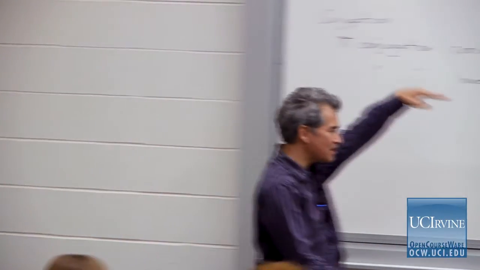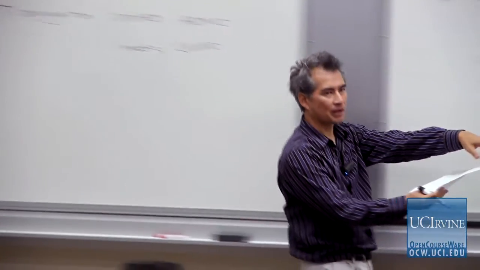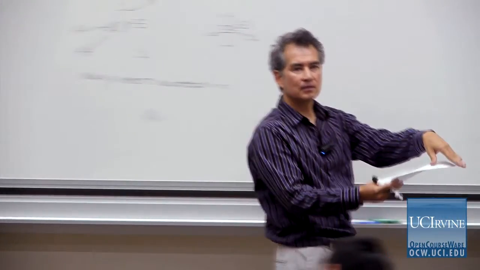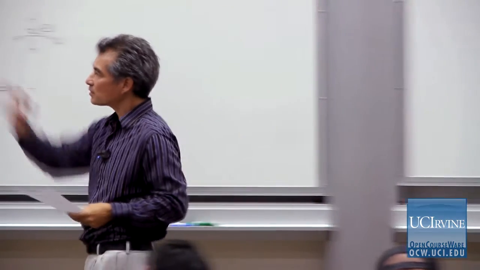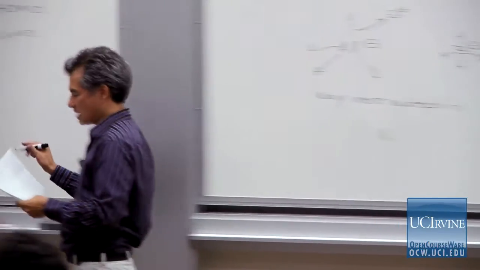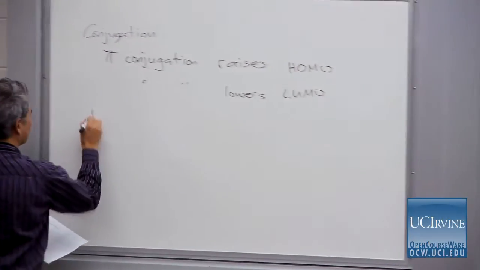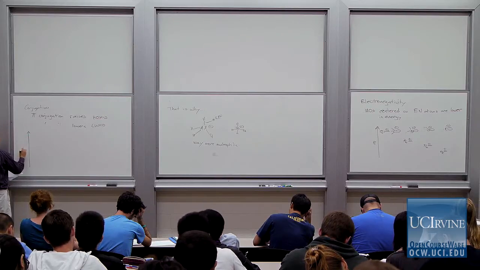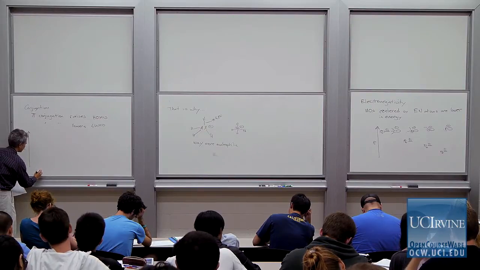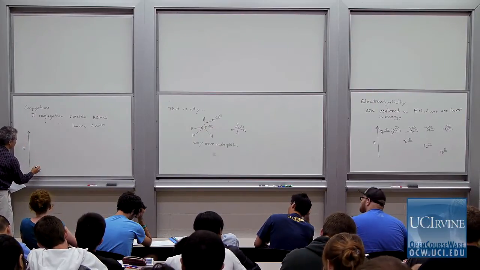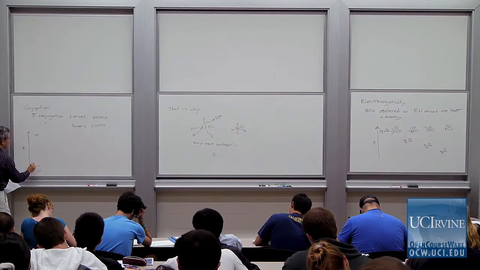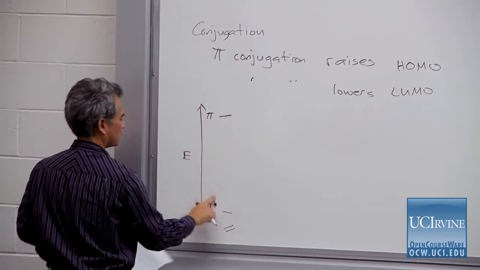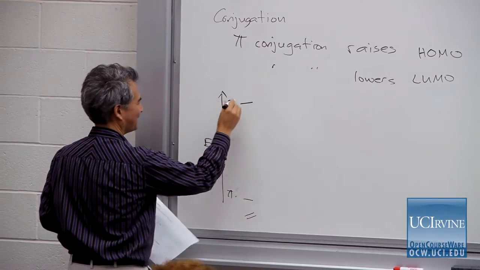So you notice when I drew it out, there was this pinching effect of the orbitals as I went to longer bonds. LUMOs got lower in energy, HOMOs got higher in energy. So we're going to see the same effect as we add conjugation to molecules. And what I wanted to do is sketch out the pi orbitals for ethylene. There I go with the star again.